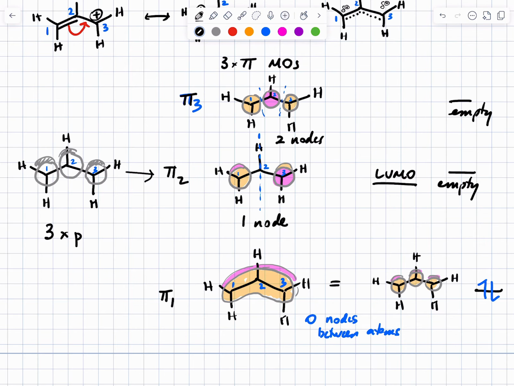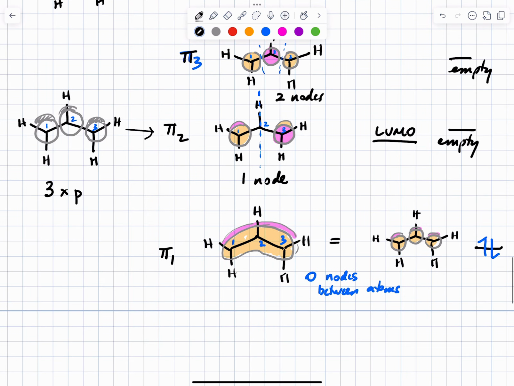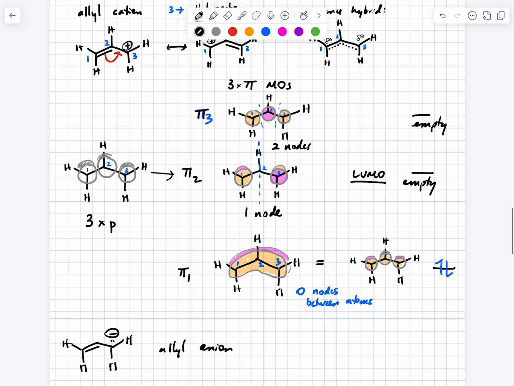Okay? So, what I want you to do between now and Monday is I want you to do this for the allyl anion. And by Monday, I want you to tell me which is the HOMO and which is the LUMO for the allyl anion. Fortunately, you don't have to draw anything new. The allyl anion has these orbitals as its MOs, so you'll just need to deal with the electrons.